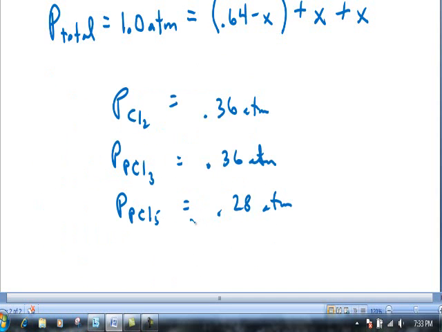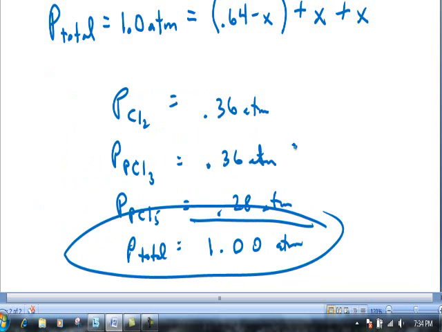Doing a quick check of Dalton's law of partial pressures, adding together the partial pressures we have of all the gases in the flask, we get a total pressure of 1 atmosphere, which matches what the pressure should be in our flask. So check, our work has come out quite well.